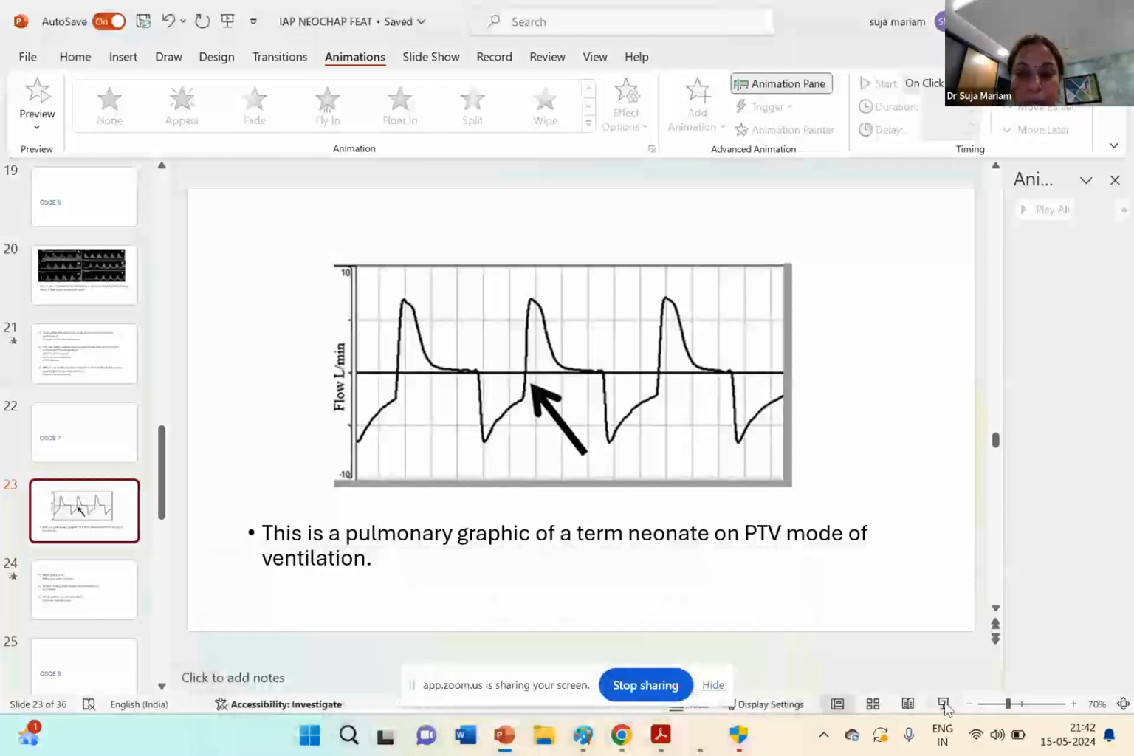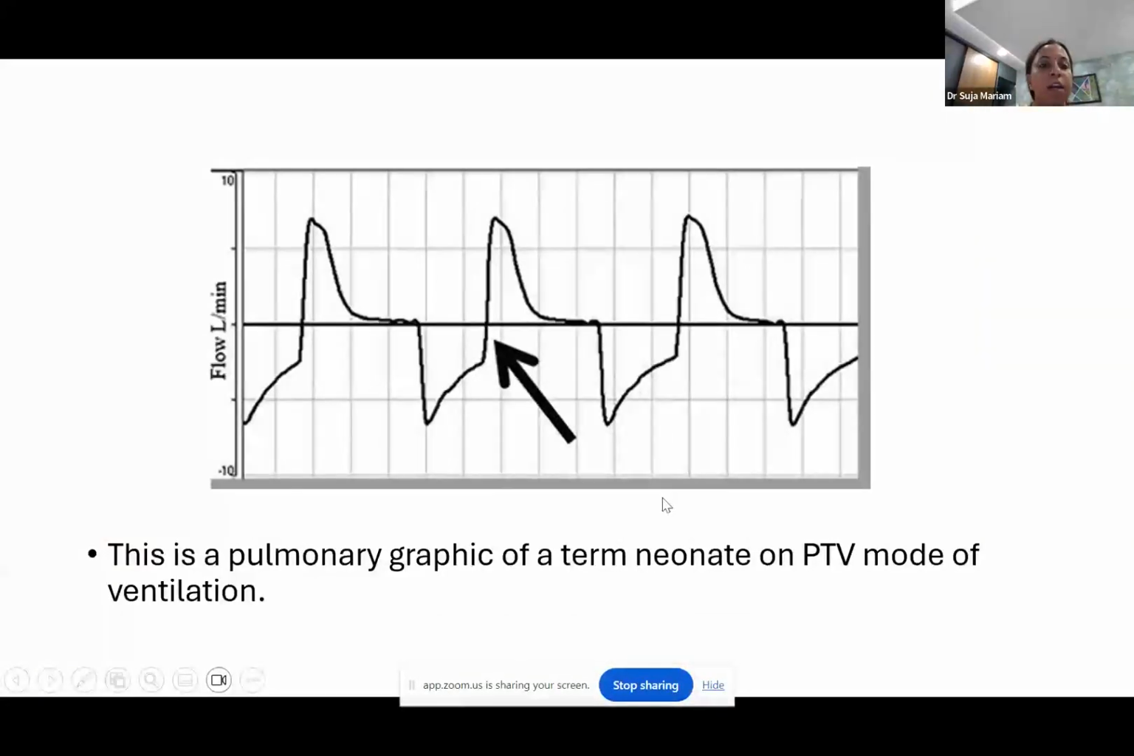So this is a flow time graph, as you all know. It is a real time scalar graph where flow is on the y-axis and time is on the x-axis, which is understood. If you're very good with pulmonary graphics, you can see that this baby is on a pressure control mode of ventilation. And this is the inspiration and this is the expiration. You will see that the inspiratory air has started coming in even before the expiration is complete.